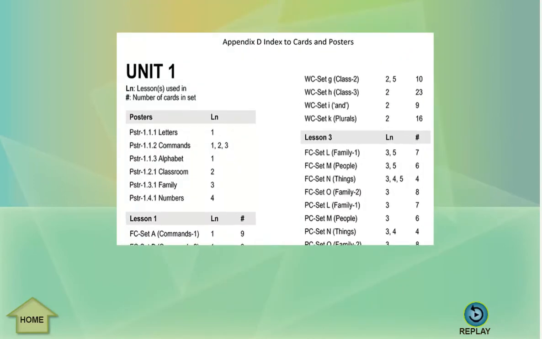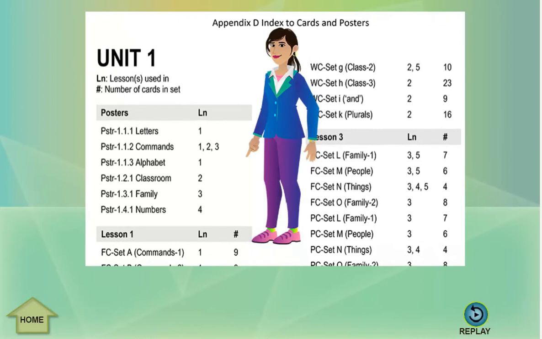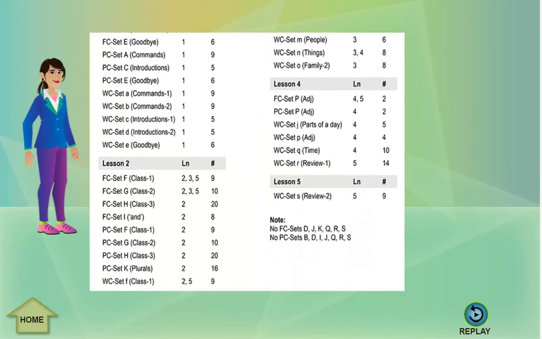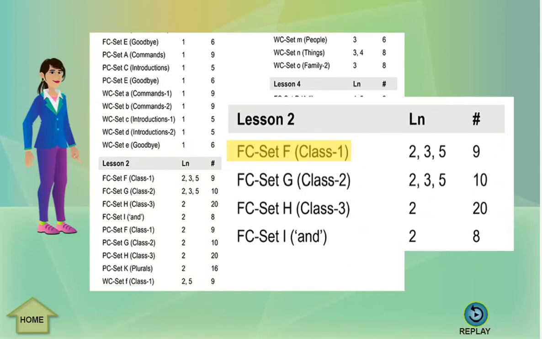There can be multiple posters and cards used in a single lesson. For lesson 1, the instructor will use 3 posters: letters, commands, and alphabet. Some card sets will be used in more than one lesson. In this example, Set FC, Class 1, is used in lessons 2, 3, and 5. It is the first of 3 sets on this topic, with 9 cards in this set.